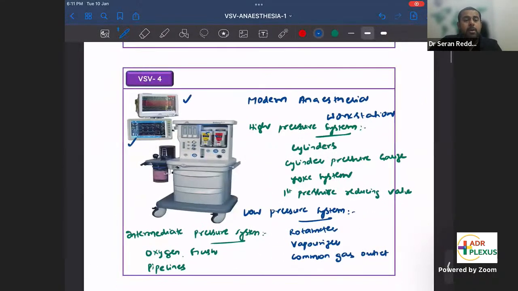Then, the modern anesthesia workstation is classified into high pressure, intermediate and low pressure systems. High pressure system contains cylinder, cylinder pressure gauge, yoke system, first pressure reducing valve. Low pressure system: rotameter, vaporizer, common gas outlet. Intermediate pressure system: oxygen flush and pipelines, and the rest of things like oxygen safety systems come out.